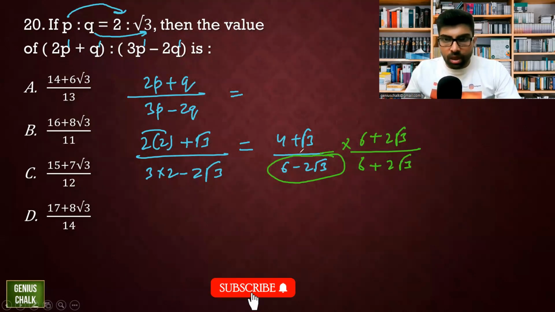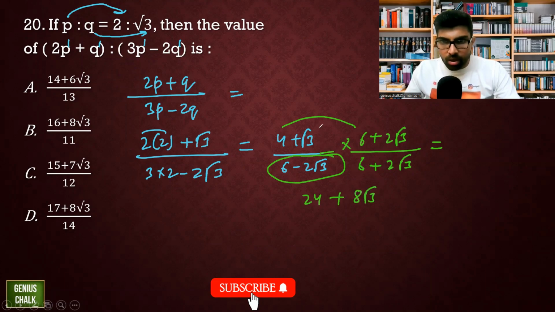Okay, so now just multiply inside. 4 6s, okay, I'll solve here. 24. 4 into 2, 8 root 3. Now root 3 into 6 is 6 root 3 and 2 into root 3.